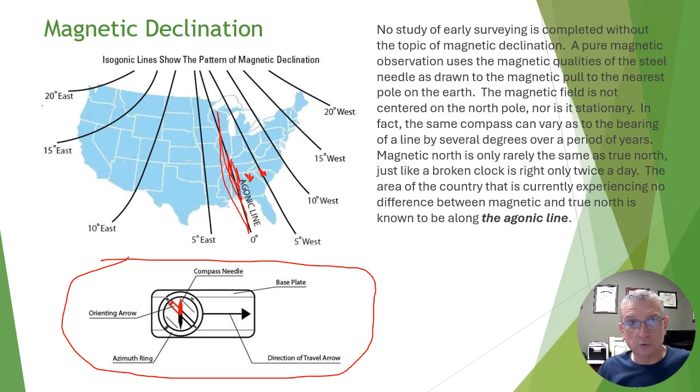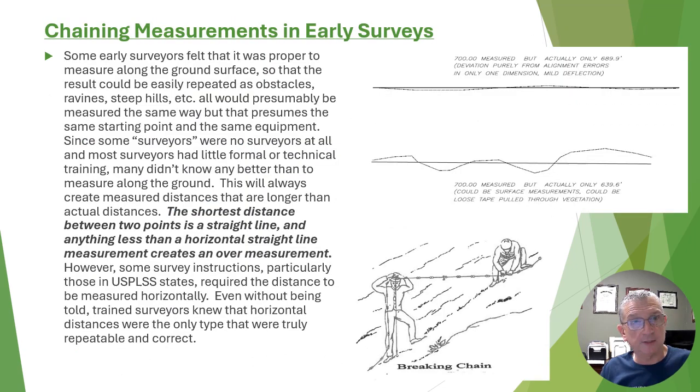The magnetic north and the true north are actually the same. Doesn't happen very often, like I said. So, chaining measurements in early surveyors. This is one of the things that often you do not know when you look at an old survey or you read an old legal description. Did they measure along the surface of the ground, or did they try to measure along the horizontal?